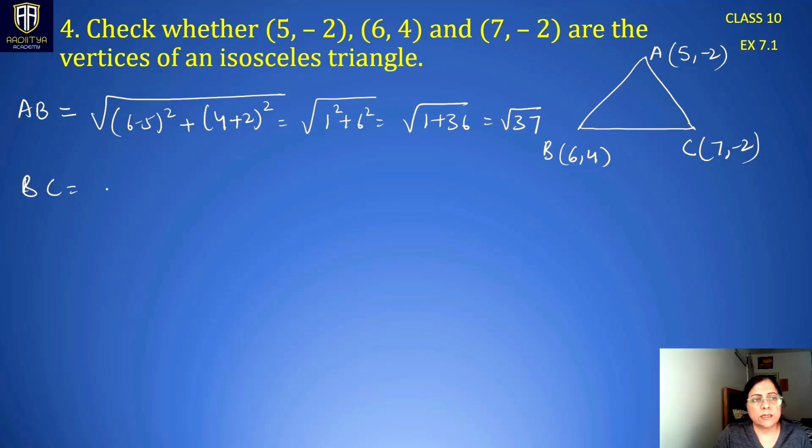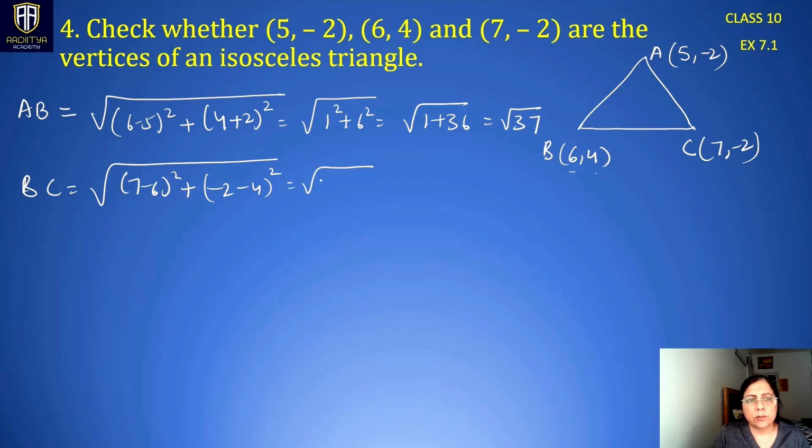Then we have BC. Using x1, y1, x2, y2: 7 minus 6 whole square added to minus 2 minus 4 whole square. This comes out to be 1 square plus minus 6 whole square, that is also equal to 1 plus 36, that is root 37.